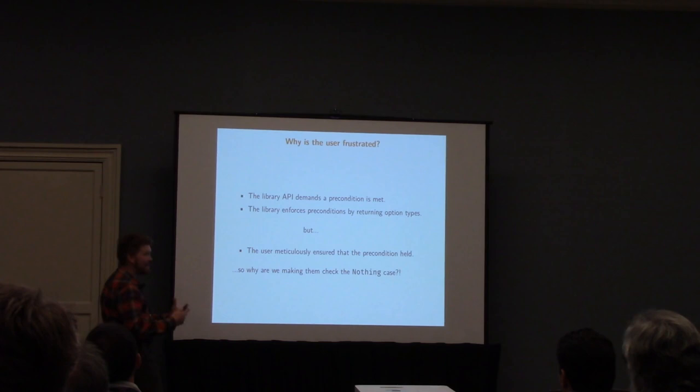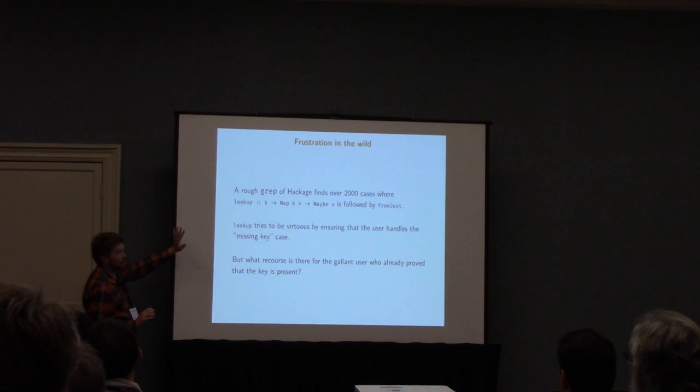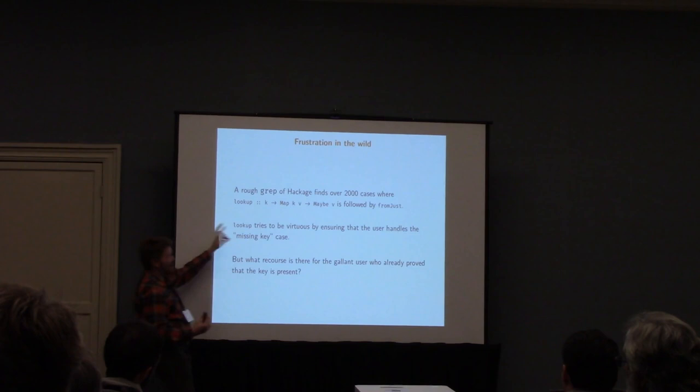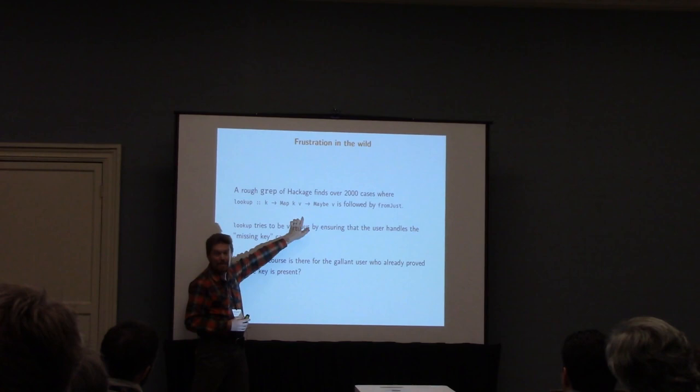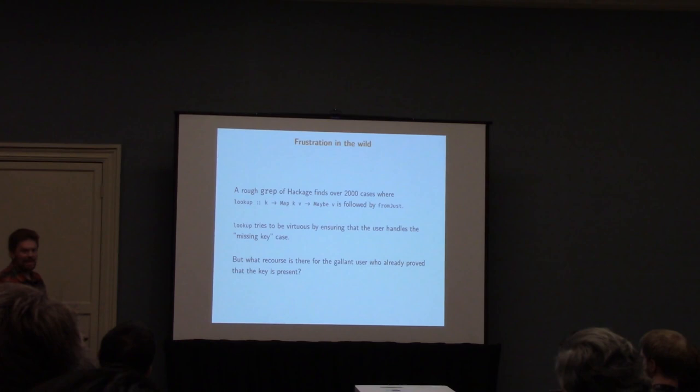So if you don't, I highly suggest you just keep a copy of Hackage on your laptop. It's not that big. And then you can have a lot of fun grepping around for different things. A really rough grep of Hackage found at least 2,000 cases where Map.lookup was immediately followed by fromJust. So why? What are those 2,000 cases? If they're immediately following lookup by fromJust, the user probably has some reason to believe that that key is present in that map. But they didn't have any way of communicating that to the library. They didn't have any way of telling the Data.Map API, look, here's my proof that this key is there. Give me back the value without a Maybe around it.